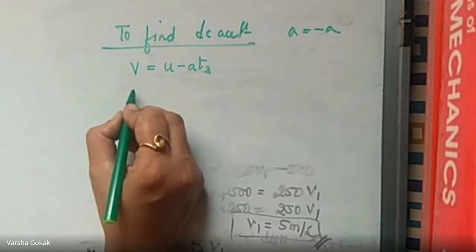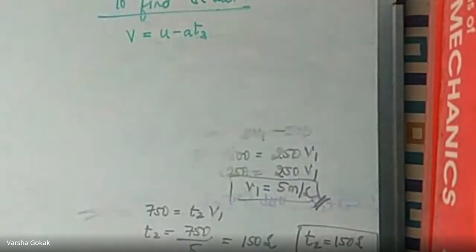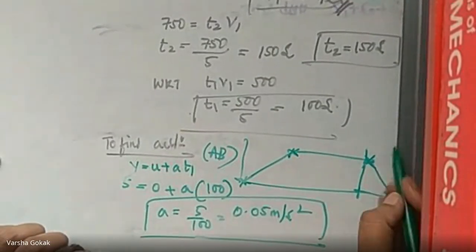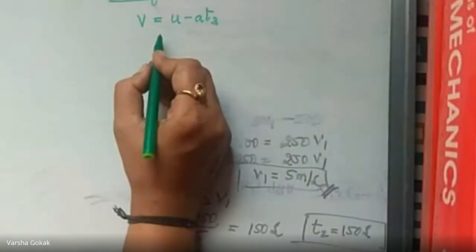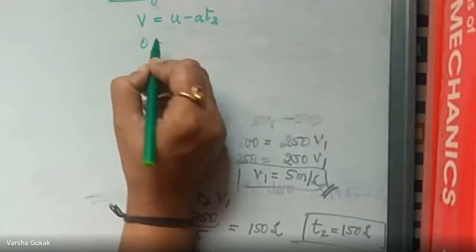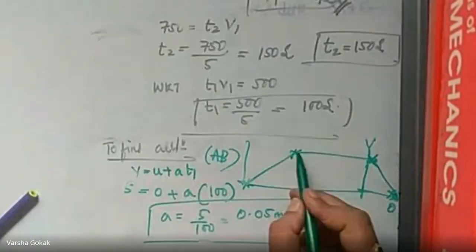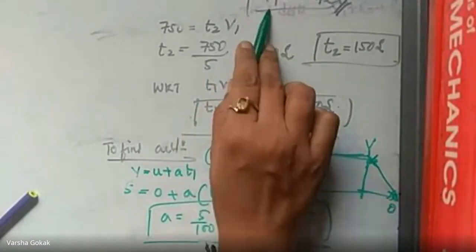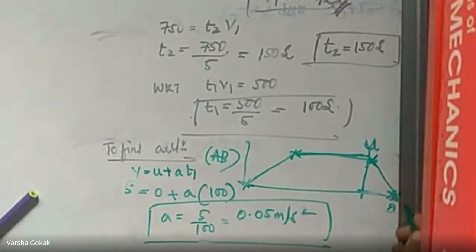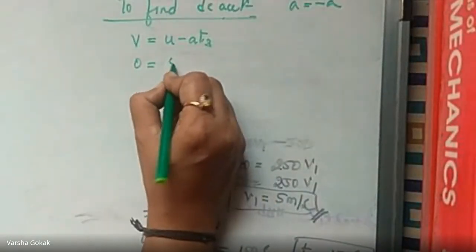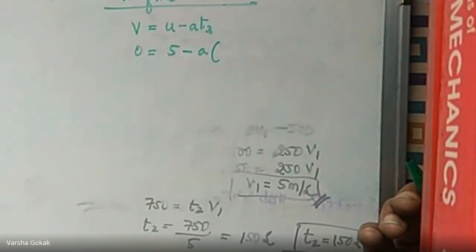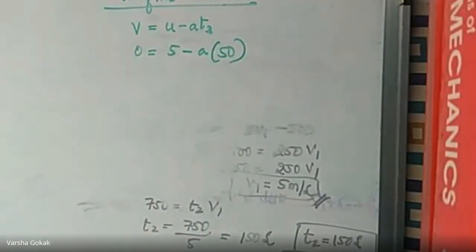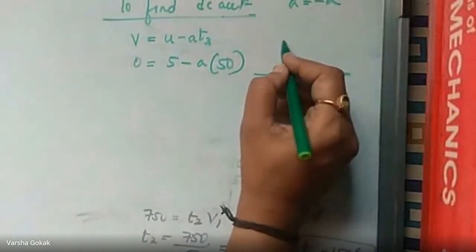Correct? So when I'm talking of deceleration here, look at the graph. It is coming from some velocity V to 0. So your V value is 0 now. And what is U value? Whatever was your uniform velocity here, V1, we found out V1, no? That is your U initial, and this becomes final. So this becomes 5 minus A into T3. How much was the T3 value? 50. Substitute that.